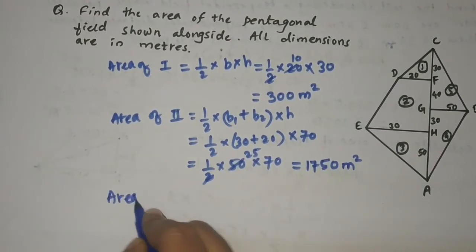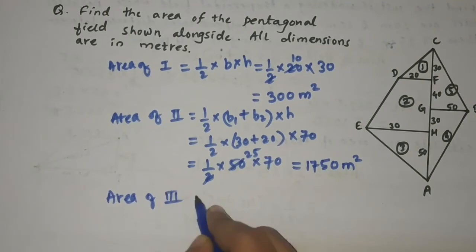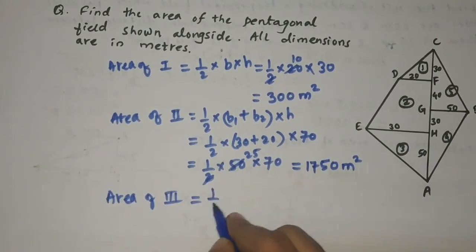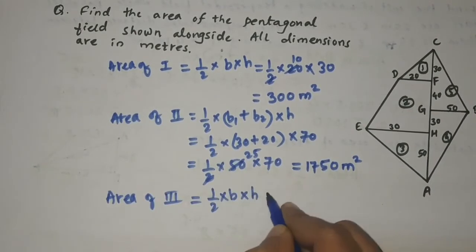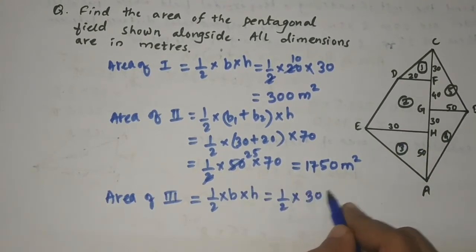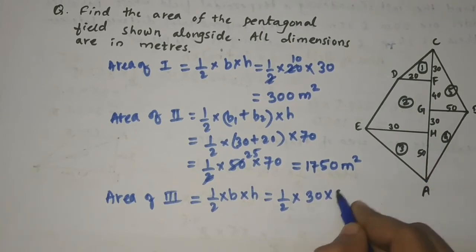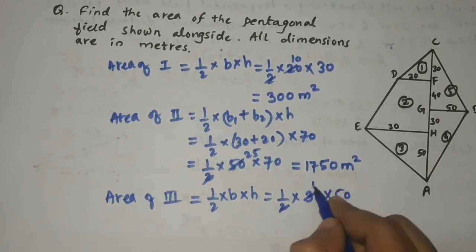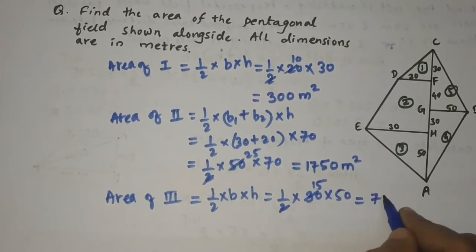Now the area of the third polygon, which is again a triangle. So 1 by 2 base into height. I'm going to get 1 by 2. Here the base I'll take as 30 and the height of this triangle is 50. Okay friends, so here I'll get 15, that means 15 fives are 75, and you'll get 750 meter square.